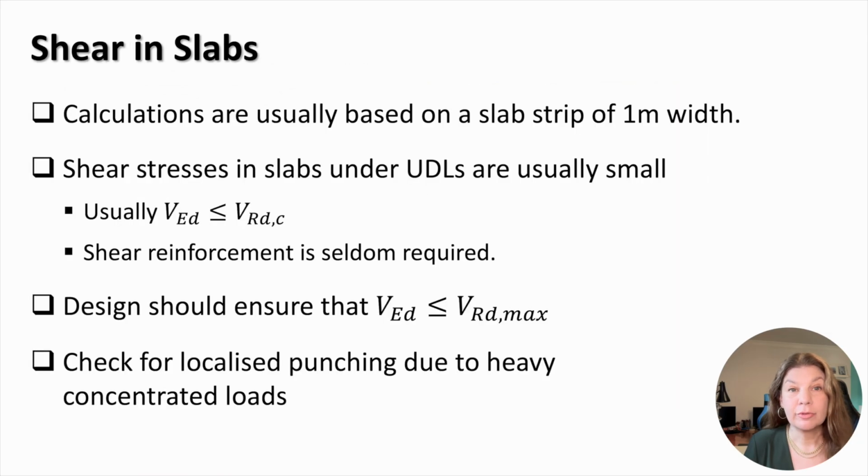The design of flat reinforced concrete slabs is usually based on a 1 meter wide strip. The shear design of flat slabs is also based on the variable strut inclination method, which we previously discussed. Shear stresses in flat slabs subjected to uniformly distributed loads are usually small and can be taken by the concrete depth of the slab. Therefore, the shear reinforcement is seldom required. The design should ensure that the applied shear is smaller than the crushing strength of concrete, and heavy concentrated loads do not cause localized punching shear failure.